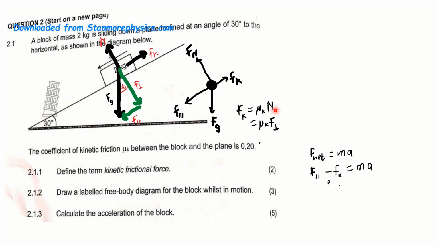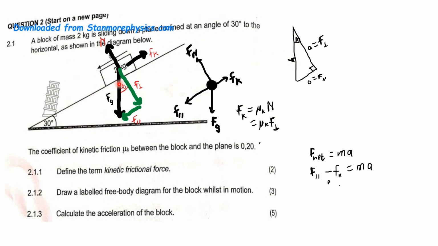Now, the question will be, what is F perpendicular and what is F parallel? I want us to redraw this triangle. Which triangle? This one. I just redraw it here, right? This longest side, which is this one for force of gravity, is your hypotenuse. That's why I wrote H here.